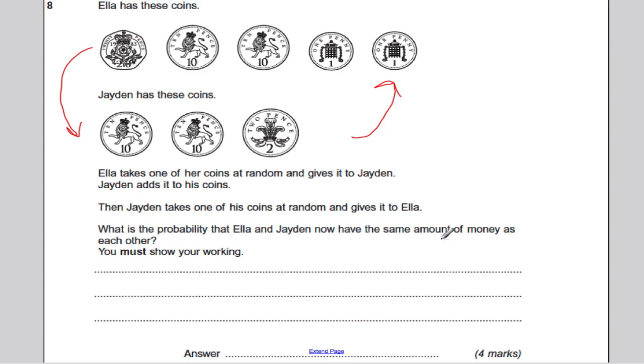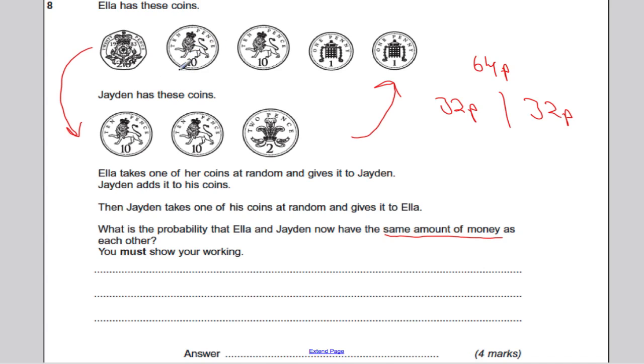Right, well, because they have the same amount of money, what I would like to know is how much money that would be. So if I add up all the money and then halve it, that will tell me how much each person should have. So 20, 10, 10, 2, 10, 10, and 2 will give me a grand total of 64p. So each person is going to have 32p. So we're going to have 32p and 32p each. How can that happen?